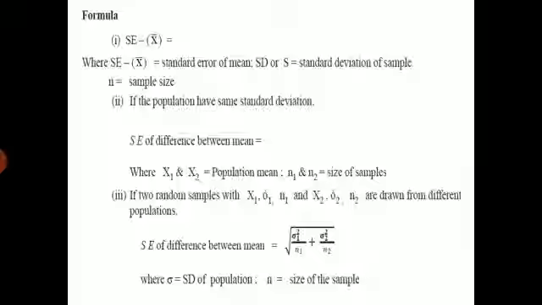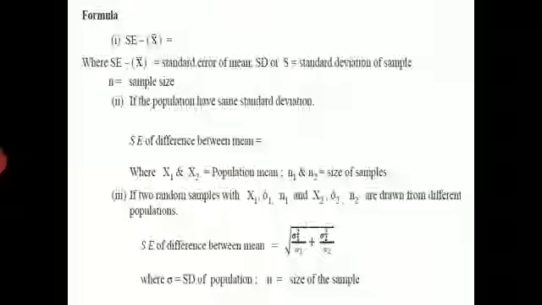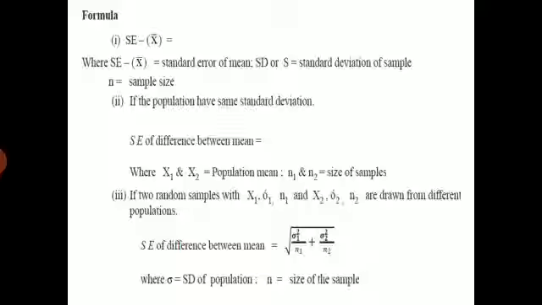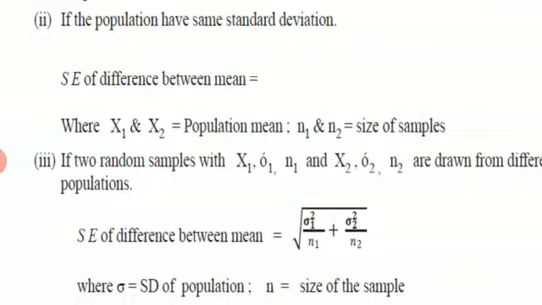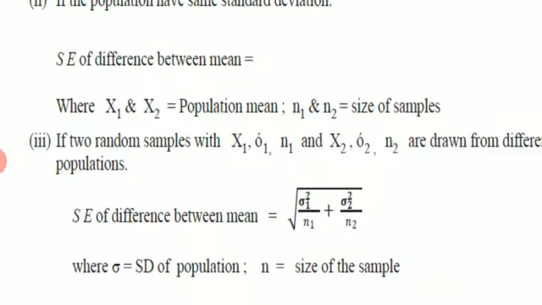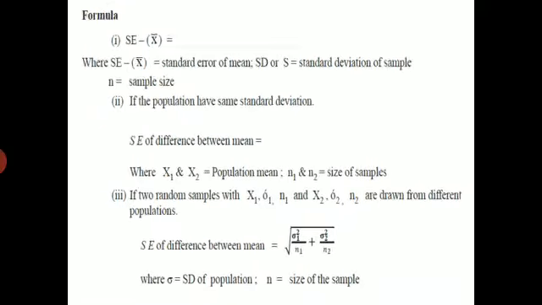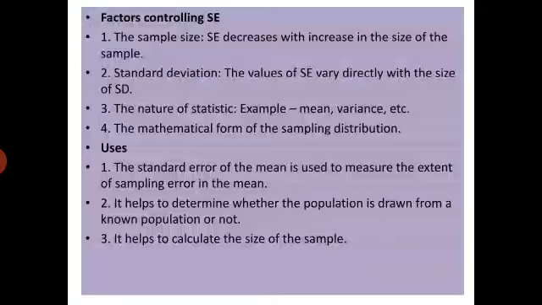If the two random samples, x1, sigma 1 and n1, and x2, sigma 2 and n2, are drawn from the population, SE is equal to the square root of sigma 1 square divided by n1 plus sigma 2 square divided by n2, where sigma is the standard deviation of the population and n is the size of the sample. So this is the formula of standard error.